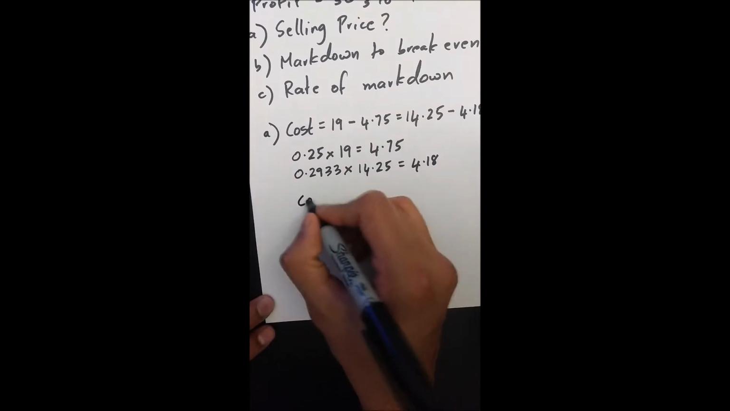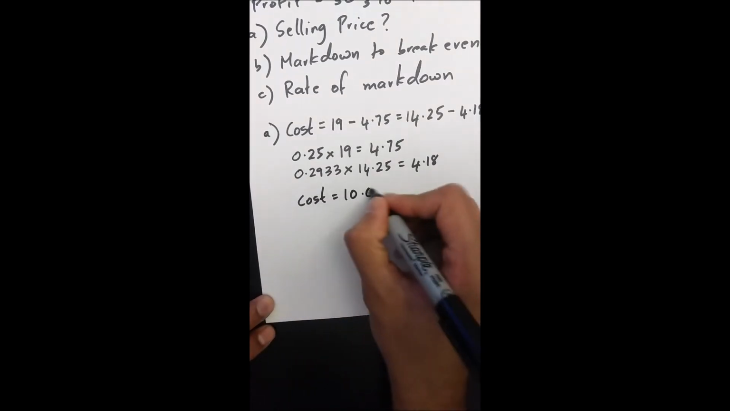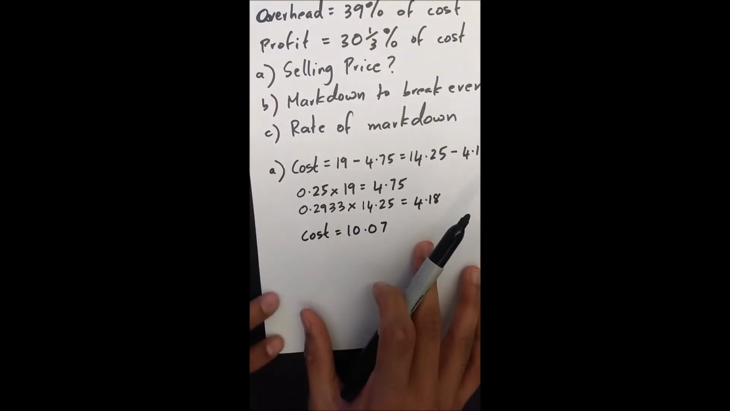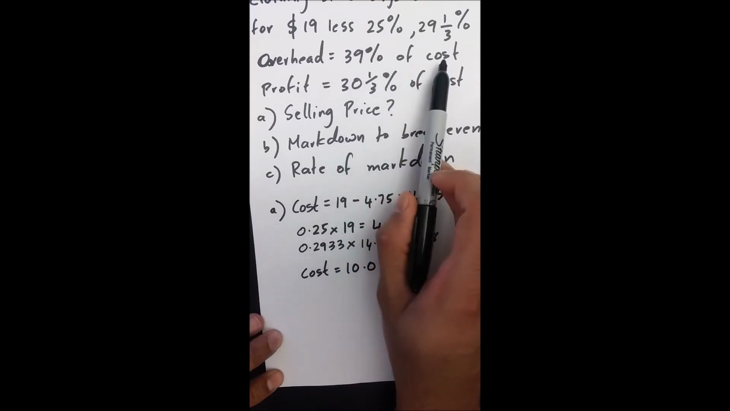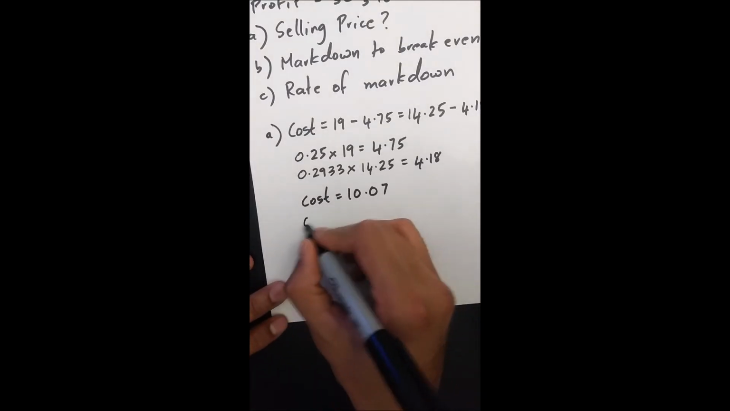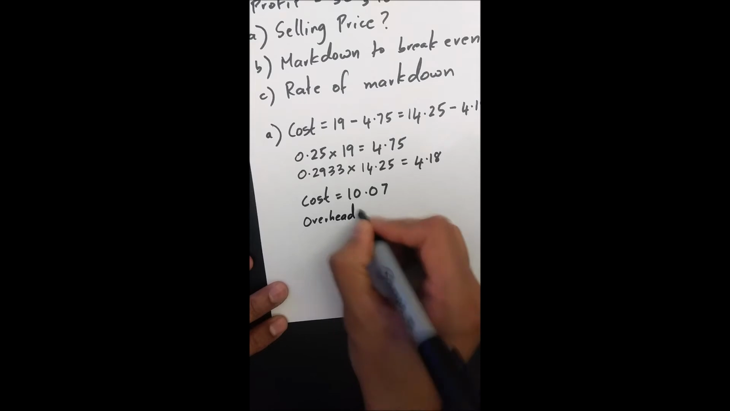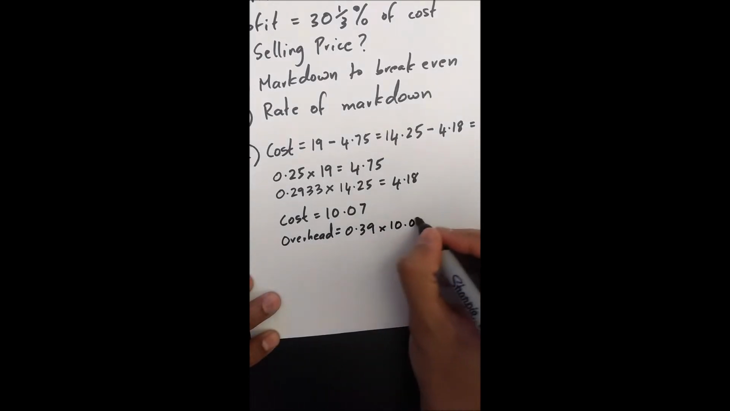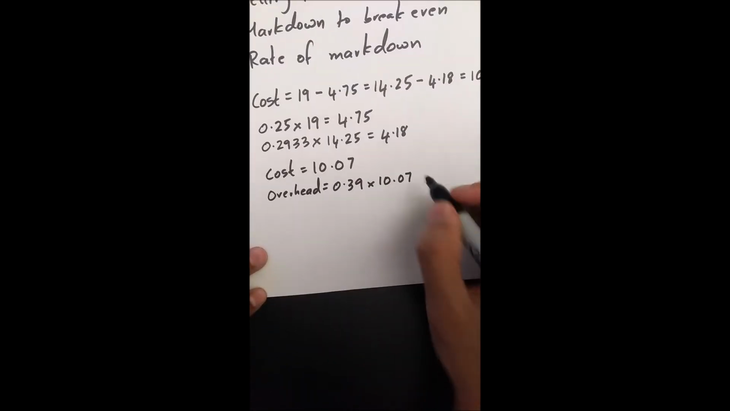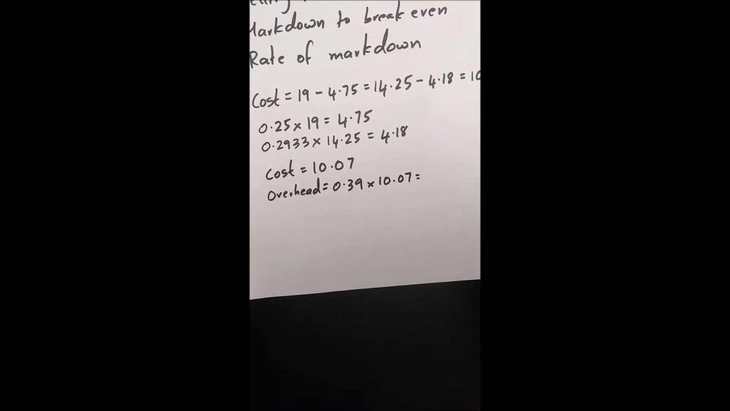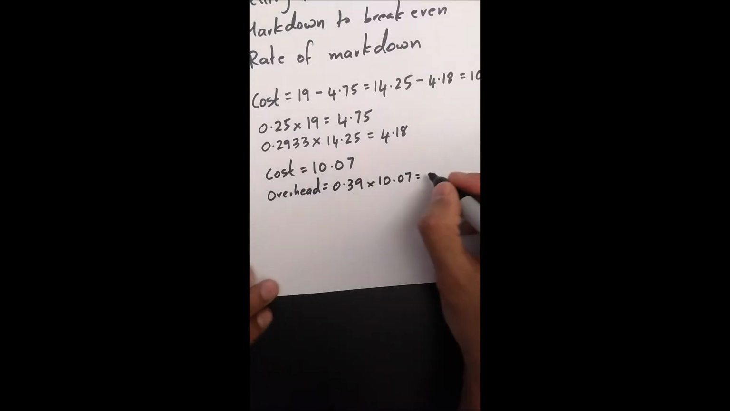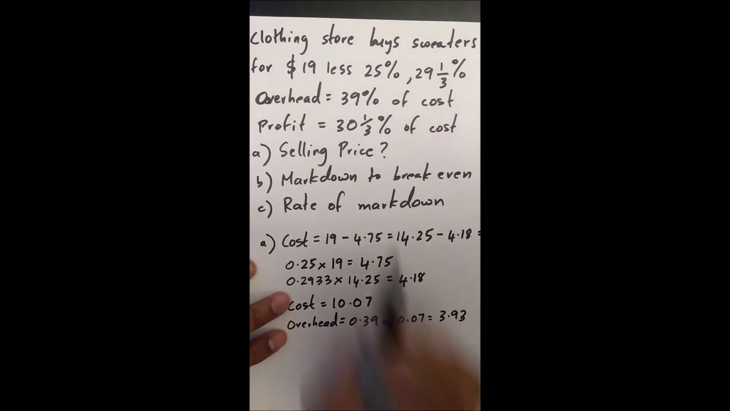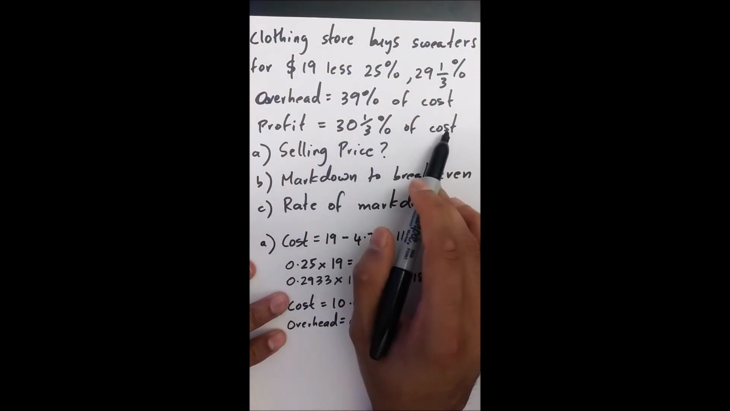Okay, so I know my cost is 10.07 after the two discounts. Next, I can find my overhead, which is 39% of cost. So overhead equals 39%, which is 0.39 times my cost of 10.07, which is 3.93. And then in the question it says profit is 30 1/3% of cost.